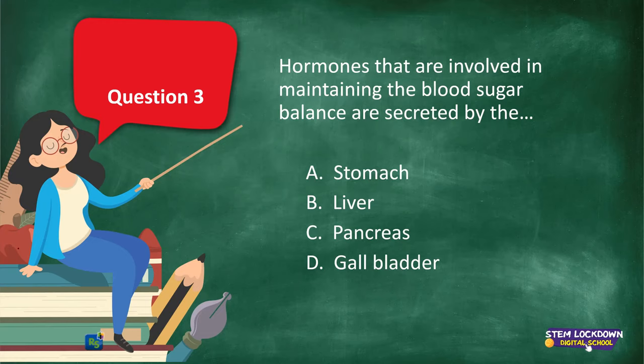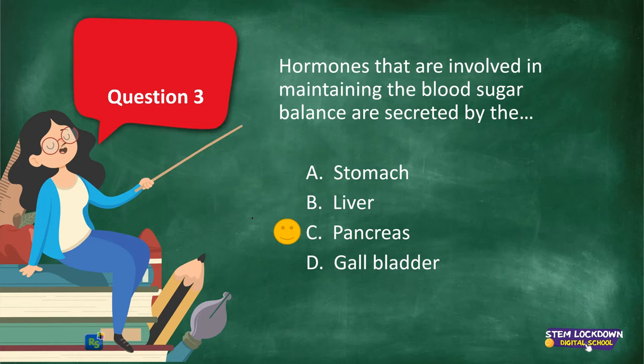All right, so the answer to this is C. The hormones are secreted by the pancreas. Liver, okay, so maybe that is where the confusion was. The hormones are secreted by your pancreas but act on the liver because the liver stores your excess glucose. All right, so I hope you understand.